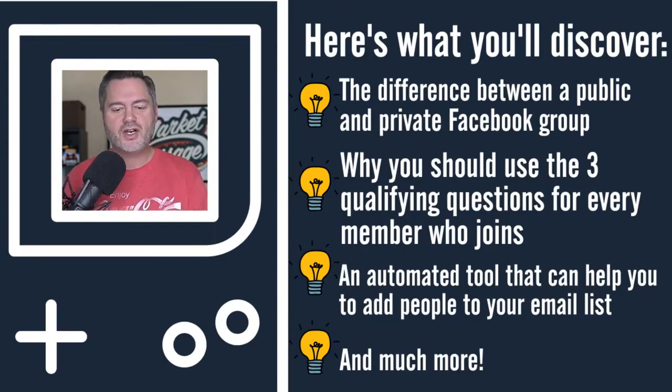Number 2, I'm going to talk to you about why you should use the 3 qualifying questions for every member who joins. Number 3, I'm going to talk to you about an automated tool that can help you to add people to your email list. So as they join your group, their email address automatically gets added to your ConvertKit, MailChimp, Aweber, whatever you use. And we're going to talk about so much more. So I'm really excited about diving into that.